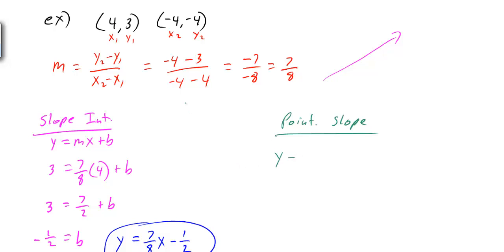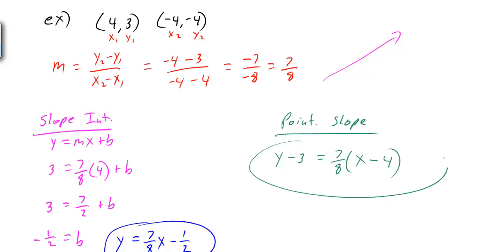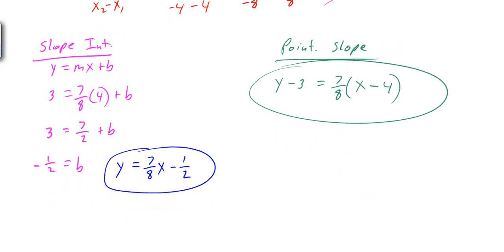We could take y minus 3 equals our slope of 7/8 times x minus 4. And there's the equation of the line in point slope form. And if you solve that for y, you would still get the same 7/8 x minus 1/2.